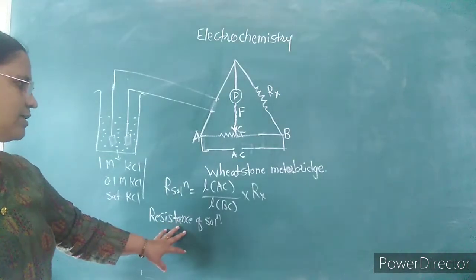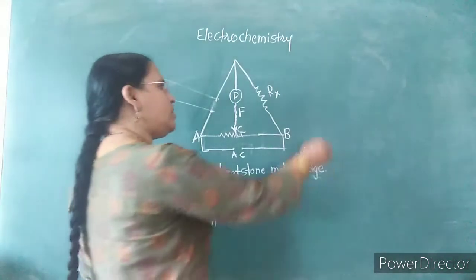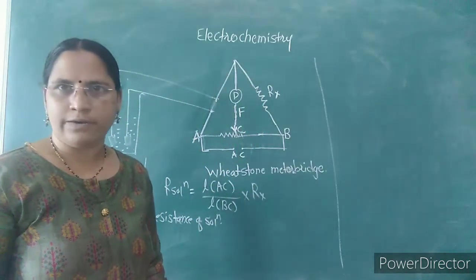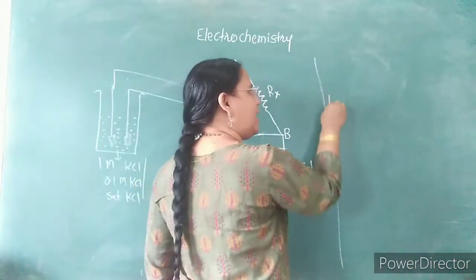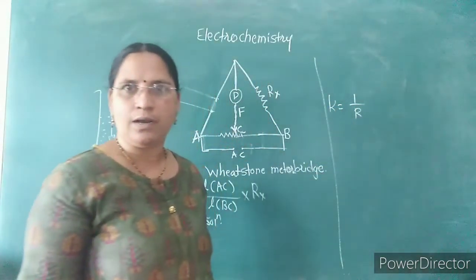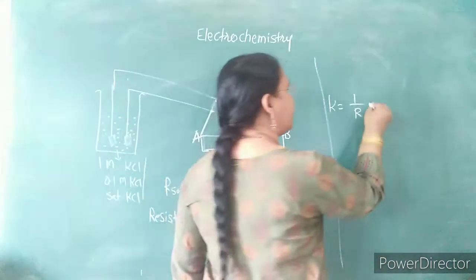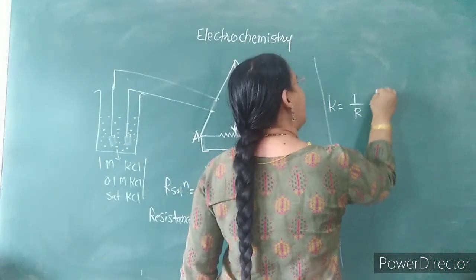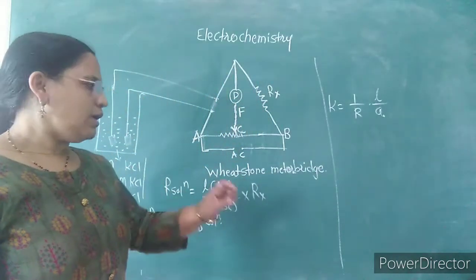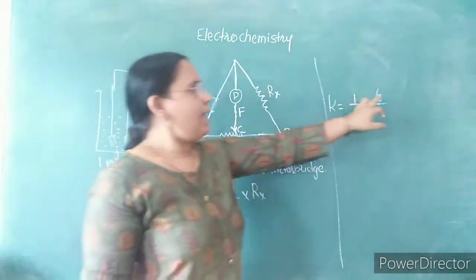If we know the resistance of the solution, then we know the formula. Which formula? That is the conductivity formula. What is conductivity? K is equal to 1 upon R, that is the conductance G, electrical conductance, into L upon A. Now here in conductivity, L upon A.